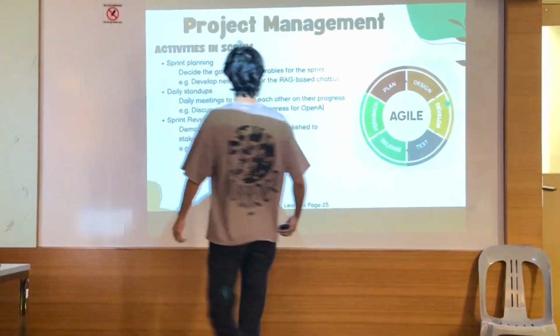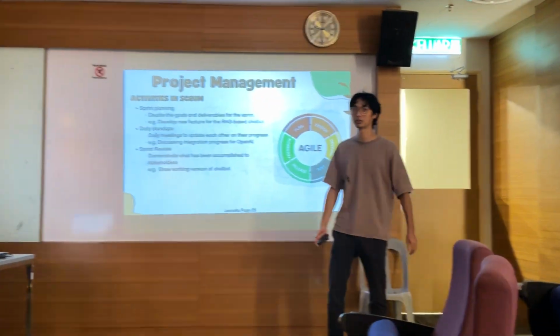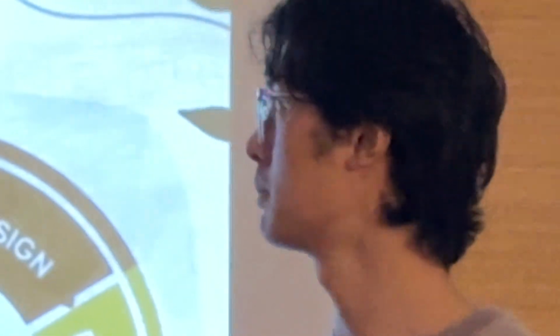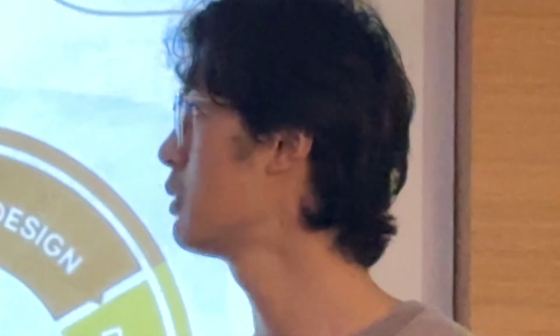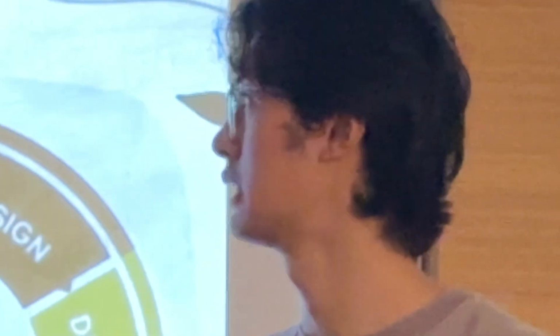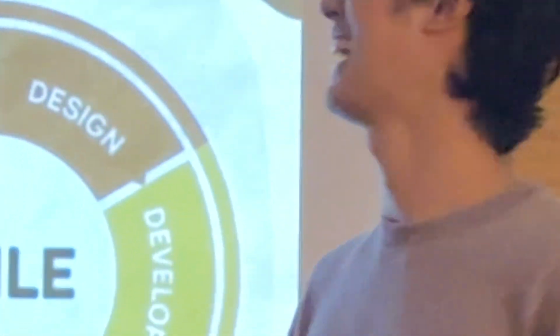Thanks, Stella. Now we'll be talking about project management, and we'll be applying the Agile method to our project. We'll be using the Scrum framework, which is used to apply the Agile method, and some of the activities include sprint planning. In sprint planning, we decide the goals and deliverables for the sprint. An example of a goal is to develop a new feature for the chatbot.